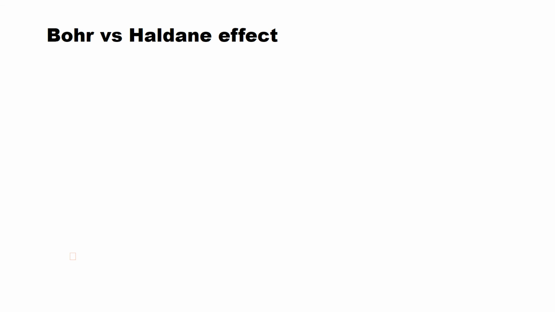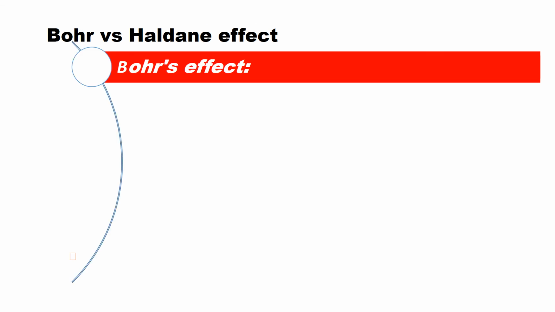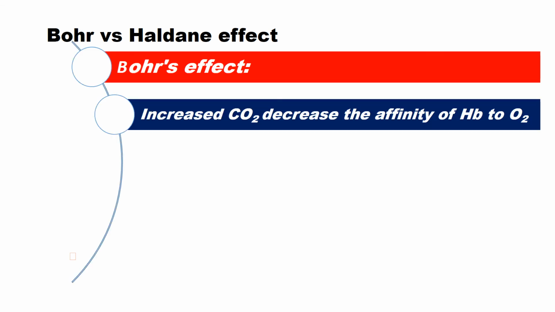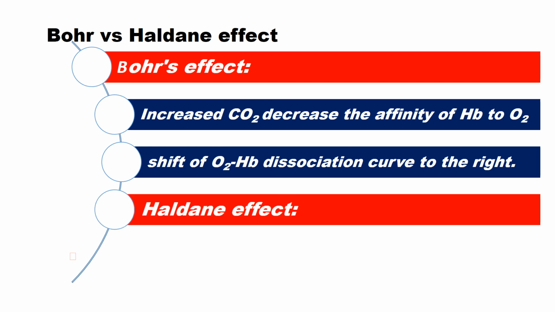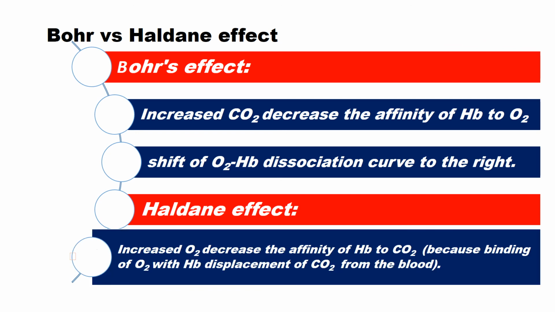Now if we compare the Bohr effect and the Haldane effect, the Bohr effect, we know, is because of increased carbon dioxide there is a decreased affinity of hemoglobin to oxygen. It is seen at the level of tissues where there is shifting of the oxygen hemoglobin dissociation curve to the right, and there is release of oxygen at the level of tissues. Then we have this Haldane effect. This is the effect when there is increased oxygen as seen in alveoli. There is a decreased affinity of hemoglobin to bind with carbon dioxide, and because of which there is release of carbon dioxide from the blood into the alveoli.